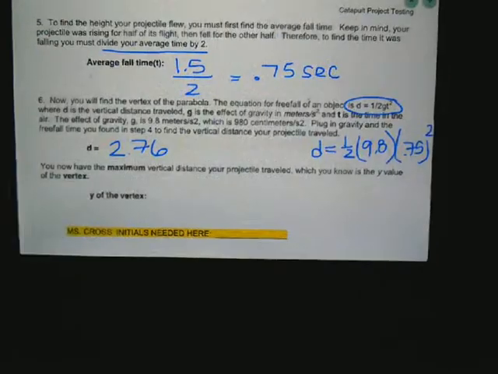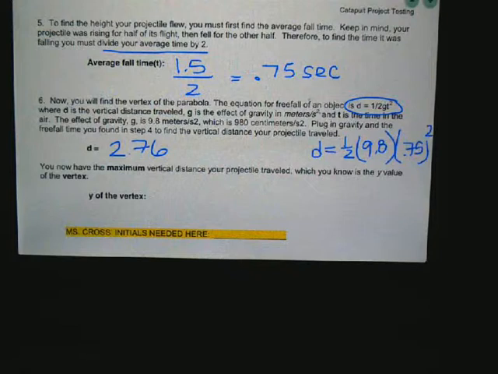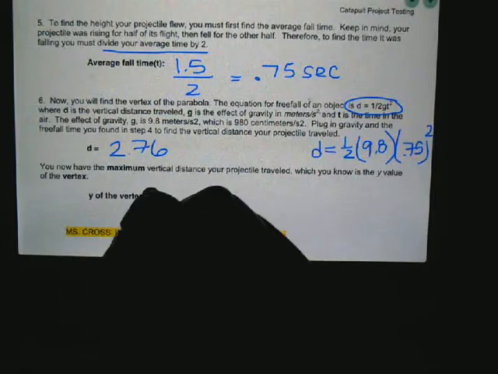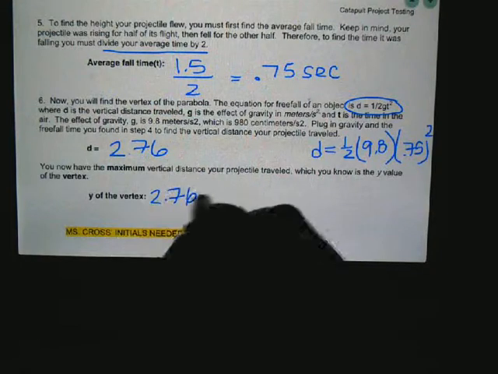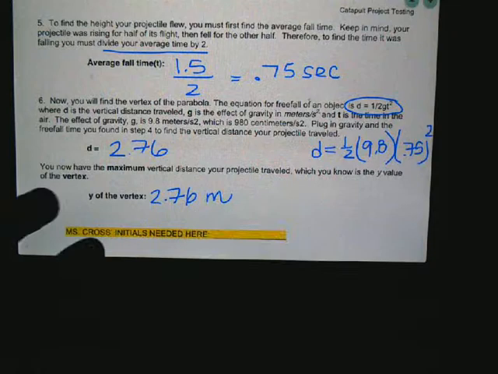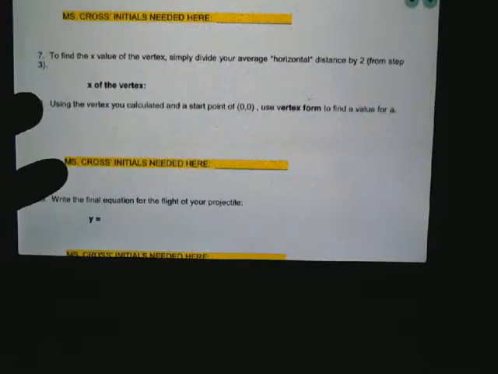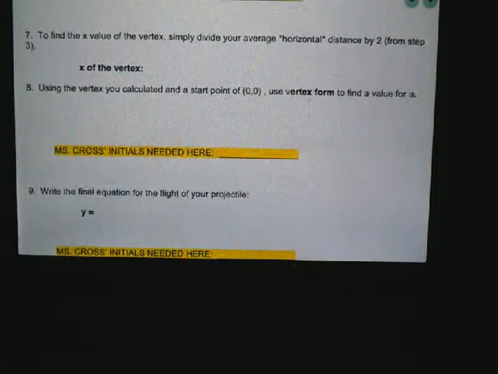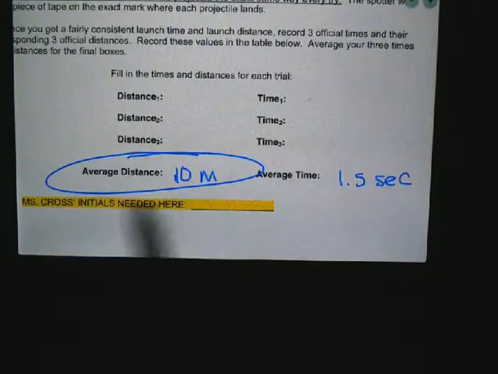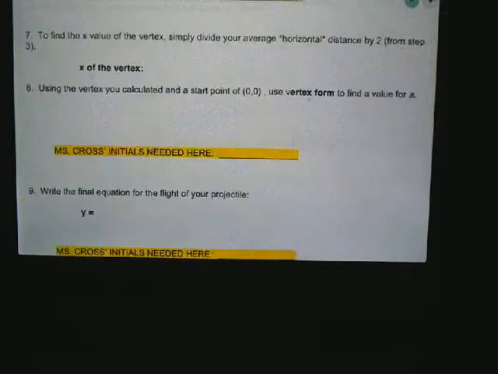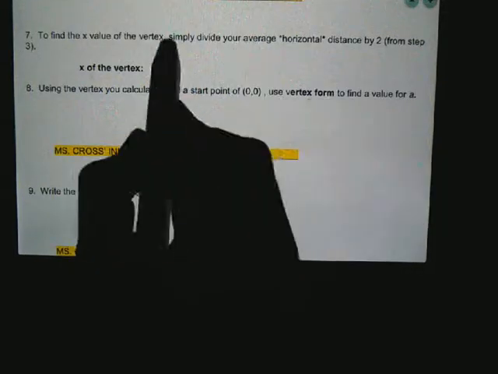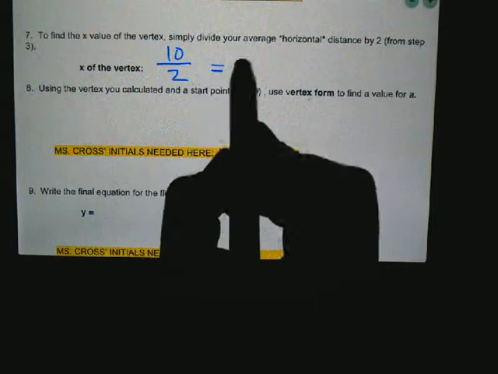You now have the maximum vertical distance your projectile traveled. So it is the y value of the vertex. Those numbers are the same. Okay. Now obviously you would be doing all of this with your own data, but you're following the same steps. Alright, to find the x value of the vertex, simply divide your average horizontal distance by 2. My average horizontal distance was from this step here, so my average horizontal distance was 10. So I'm going to take 10 divided by 2 to get 5.